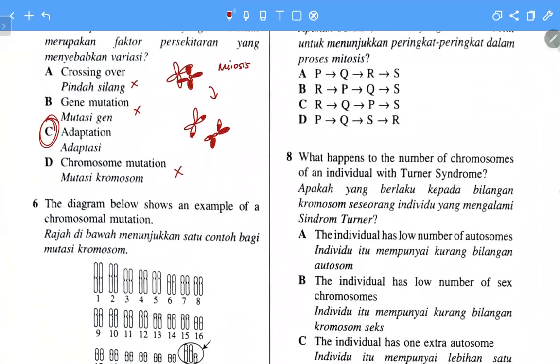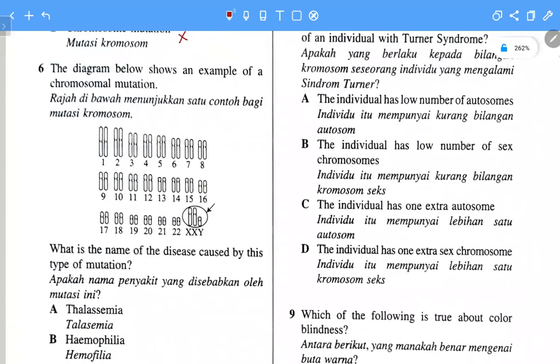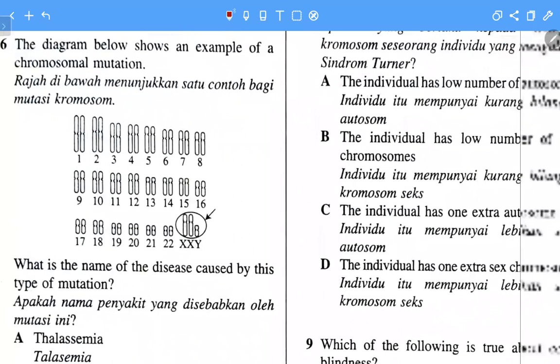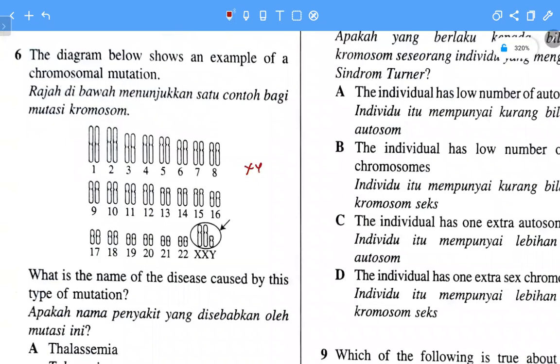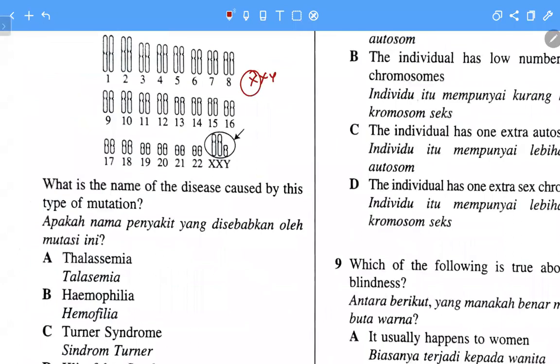All right, number 6, the diagram below shows an example of a chromosomal mutation. We have an extra X, XXY. See that? You have an XXY chromosome. This is actually a guy with an extra X chromosome. As long as you see an XY, it tells you that it is actually a male. But if we have another X in front, it means that it has this extra X, which is a chromosomal mutation. Okay? So it is not thalassemia and it's not hemophilia.